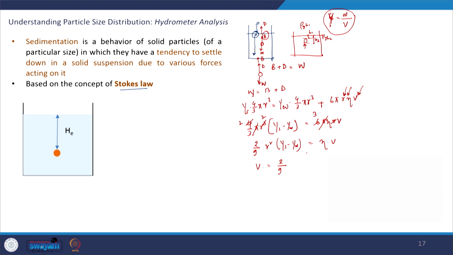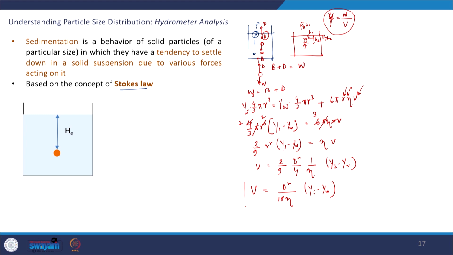So r I can write as d by 2, so this becomes d square by 4 into 1 by eta into gamma S minus gamma W. So the final expression for terminal velocity becomes equal to d square by 18 eta into gamma S minus gamma W, okay. So this is the basic equation we are looking at.